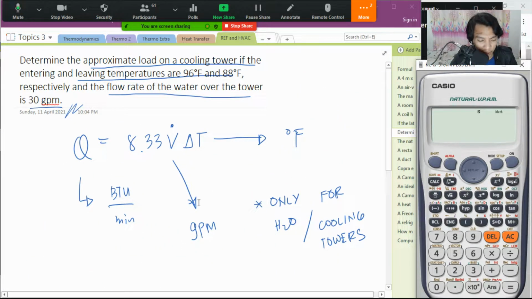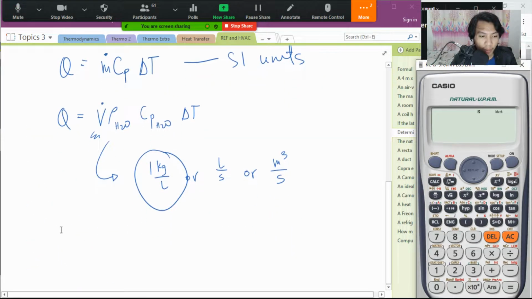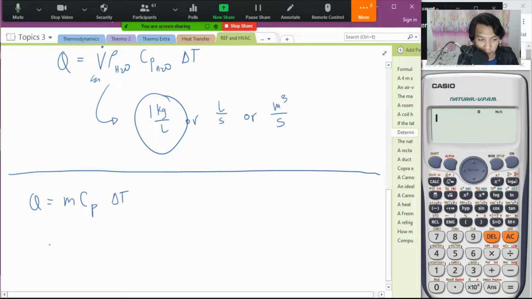Pahabain ko pa ba yung formula? Anong gusto nyo, the longer method or the shorter method? Siyempre ako, dun ako sa shorter method, so I will resort to the short method. But pakita ko muna sa inyo kung paano siya sinosolve sa long method. Meron ka ditong Q equal to m Cp delta T. Yung binigay sa'yo dito 30 GPM. Wala ka naman diyan binigay na mass. 30 gallons per minute.